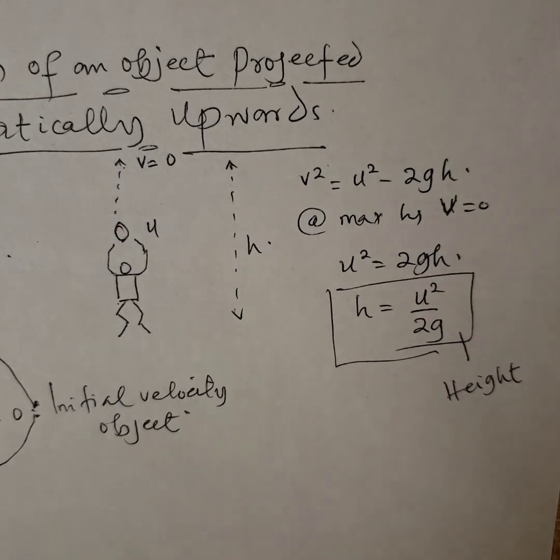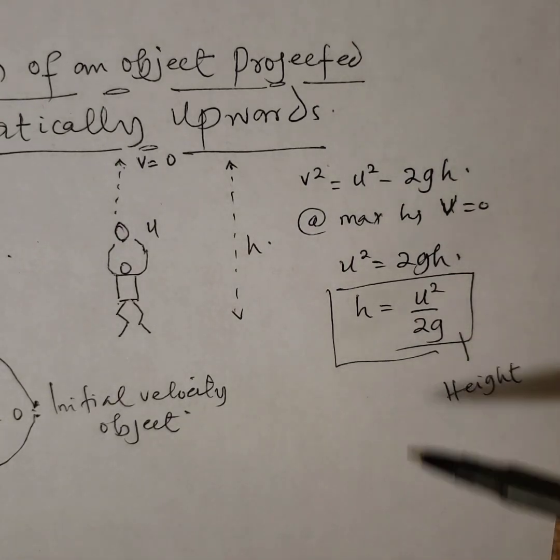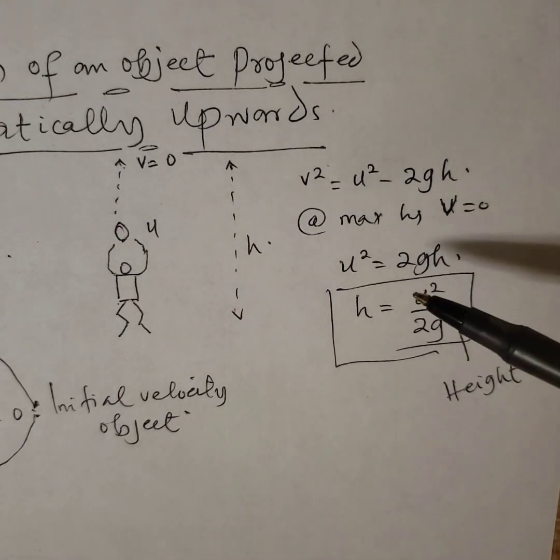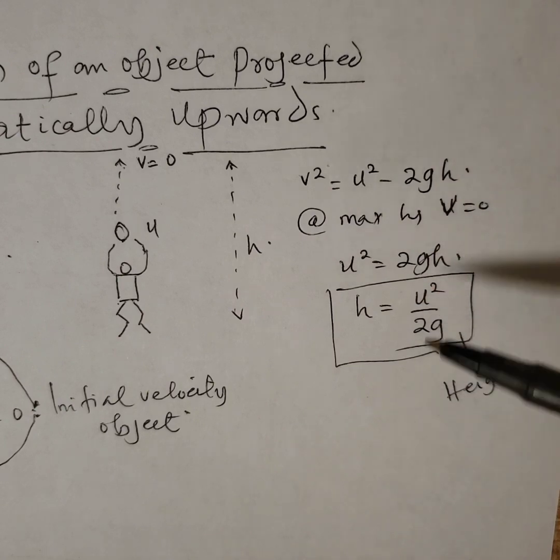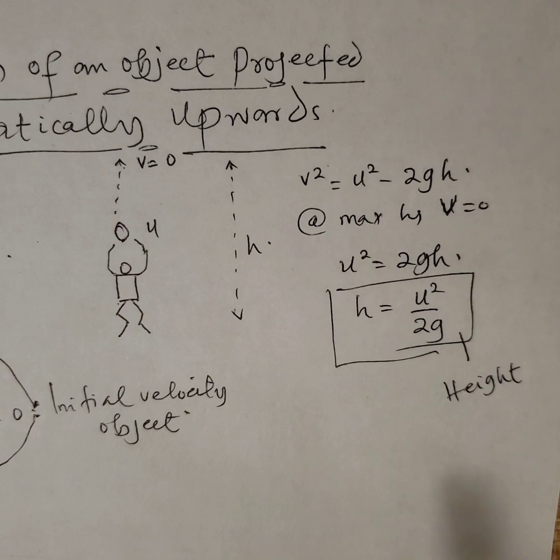And don't forget that the distance covered by the object while traveling upward is the same as the distance traveled by the object when returning back to the ground. So the distance does not change. So this calculates the height.